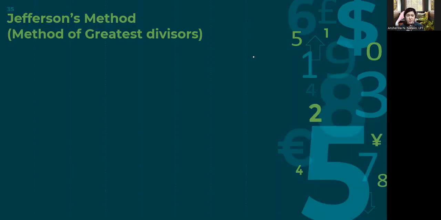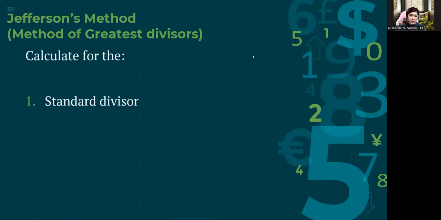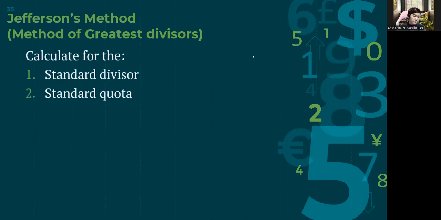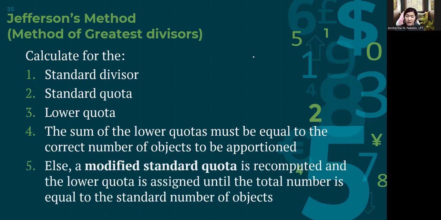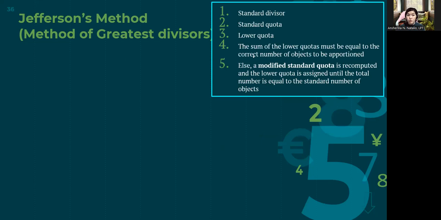Let's go to number 2, Jefferson's method. Okay, so ito yung steps. Same thing, 1 and 2, 3 as well. Now, number 4, the sum of the lower quotas must be equal to the correct number of objects to be apportioned. Else, a modified standard quota is recomputed and the lower quota is assigned until the total number is equal to the standard number of objects. Okay, medyo madugo, ano? So, let's do this already para meron na tayong mapagbasihan.